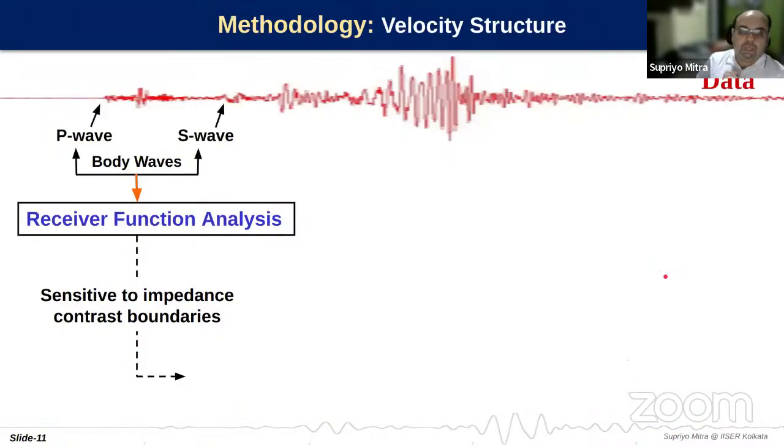What we use is basically called receiver function analysis, so I'll spend a couple of slides telling you a bit about this. If you see the top plot, this is a generic form of, let's say, a teleseismic earthquake recorded on the vertical component. You have body waves, you have surface waves. Receiver functions are basically body waves and their conversions in the structure, so these are sensitive to impedance contrast boundaries underneath the station.